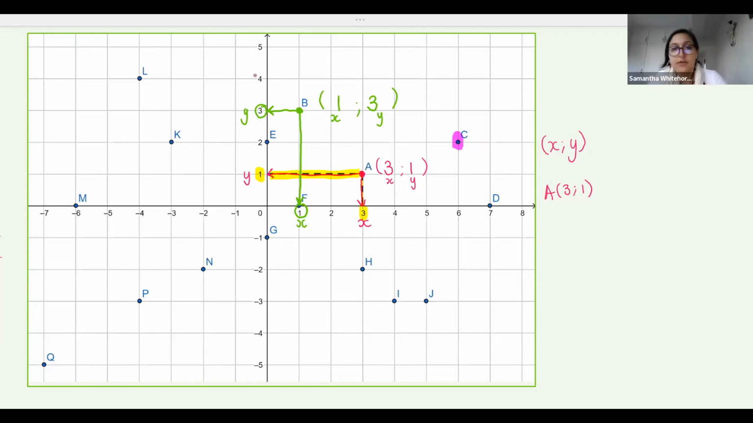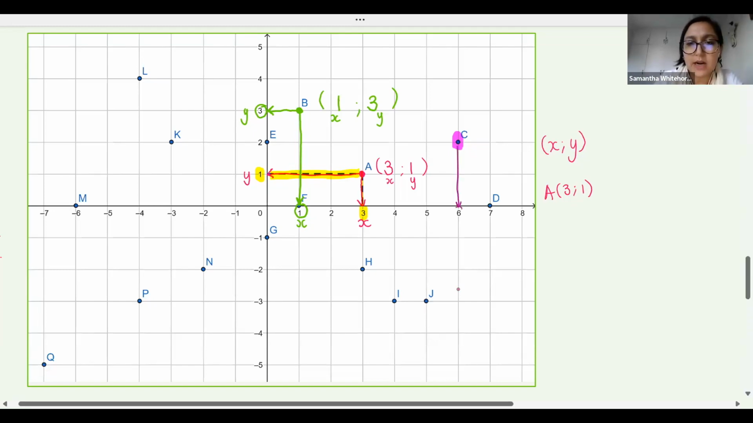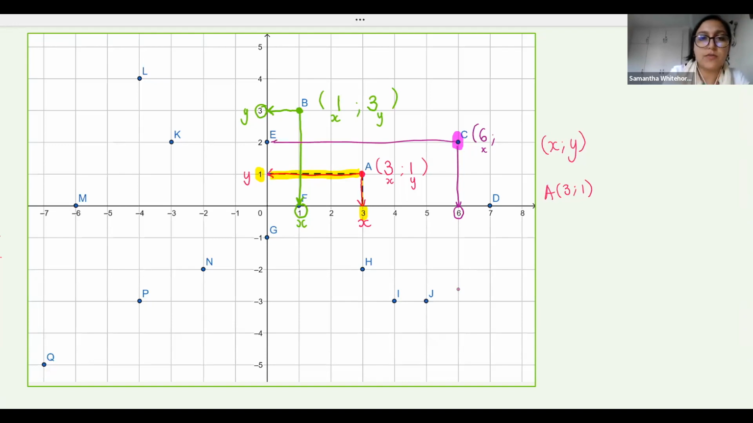Right, guys, very nice. So if we look at C and we read down to the X, we see our X coordinate is 6. So remember, open bracket, 6 for X. And then we read across for our Y coordinate, and we get our Y coordinate is 2.